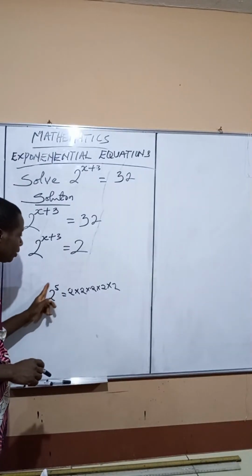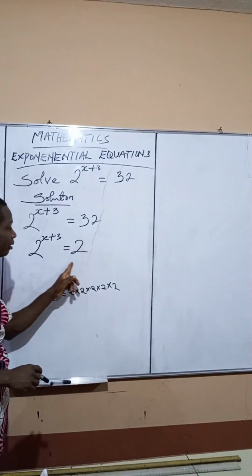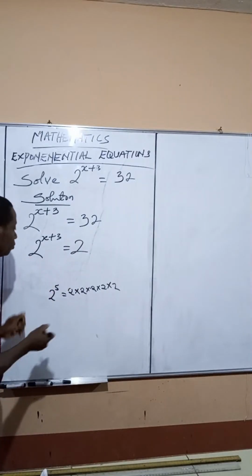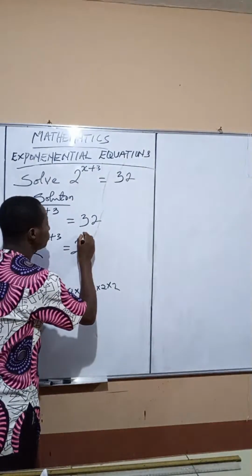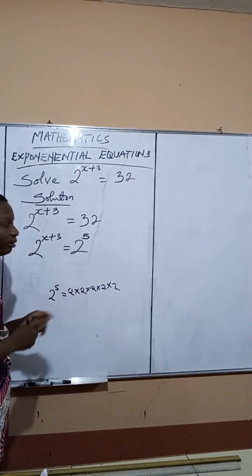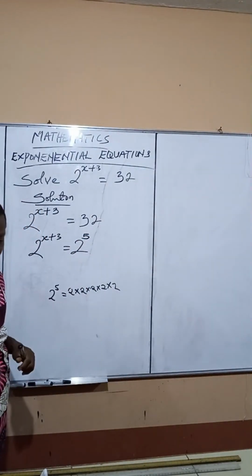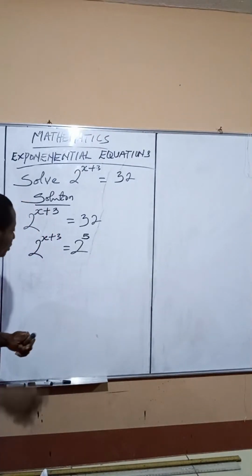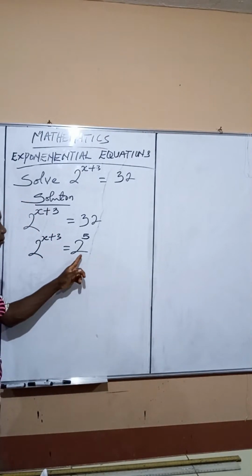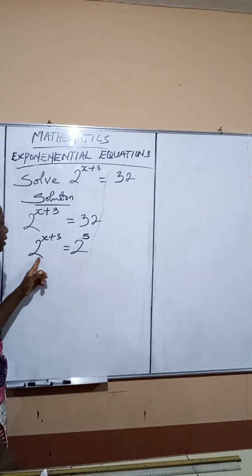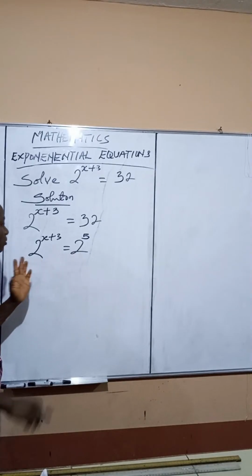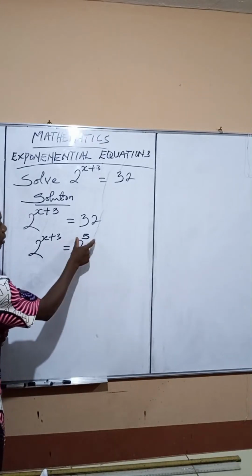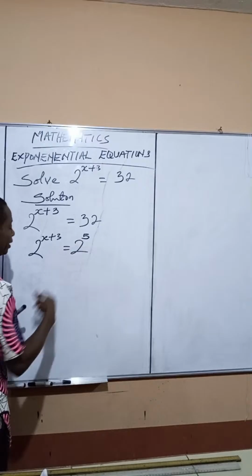So we are placing 2 raised power 5 here so that the base can be equal, which means we have 2 raised power 5 right at the right hand side. So we can let this go. Now that we have achieved our aim of equating the base, the next thing we are going to do is to take the exponent.